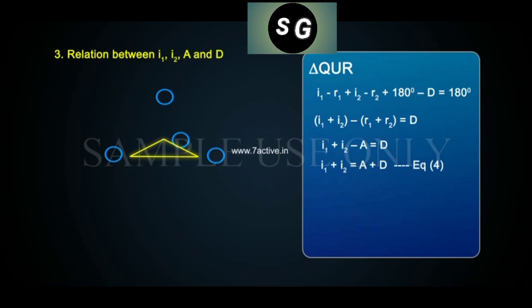From here we can substitute the value of R1 plus R2 from equation 3. Then we get equation 4, which is the required equation of deviation: I1 plus I2 equals A plus D.